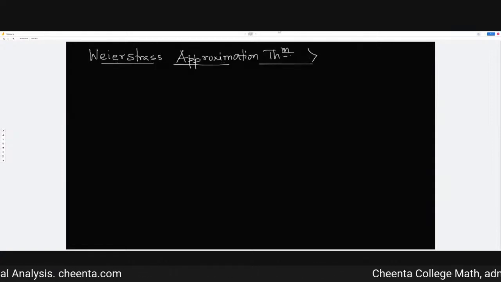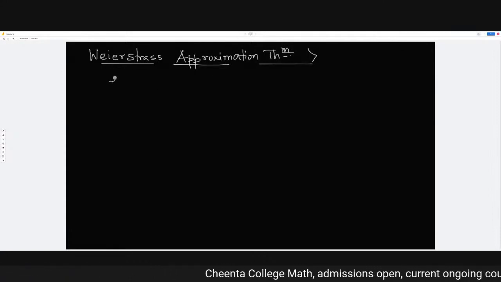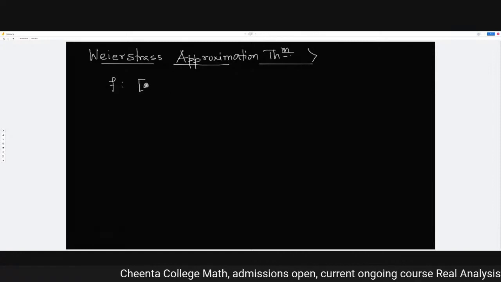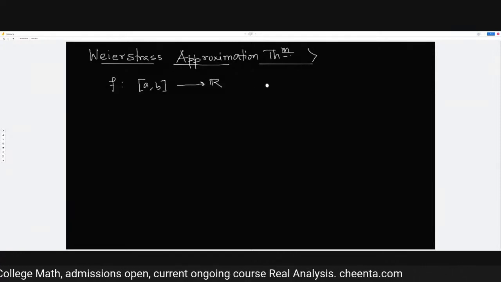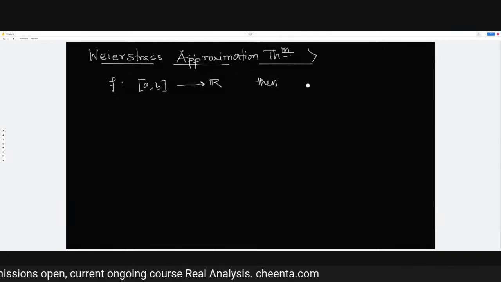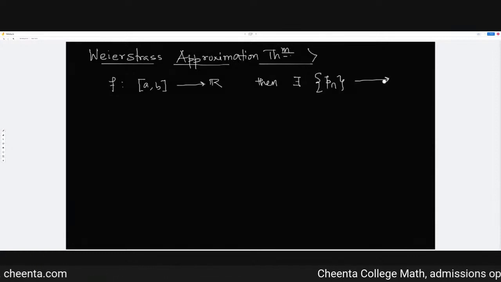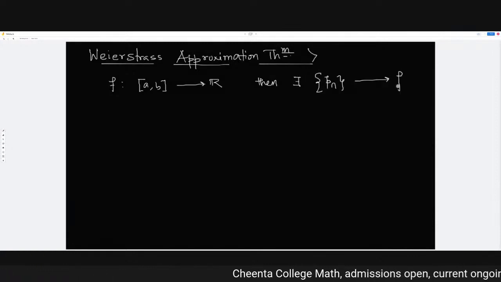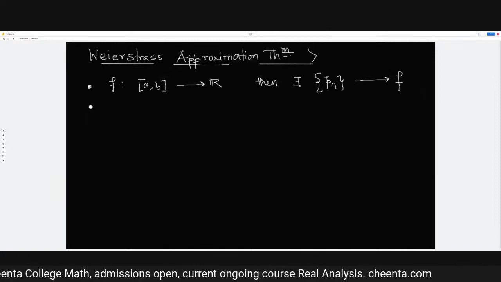So in short, if I do not want to get into too much detail, what it tells us is that if you have a continuous function from [a, b] to R, then there exists a sequence of polynomials that converges to f. And this convergence is also uniform. So this is one statement.